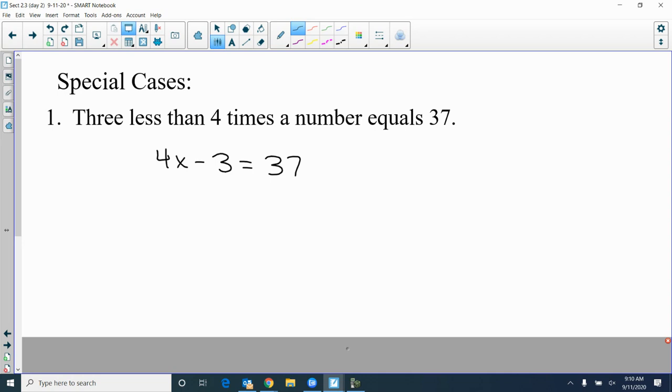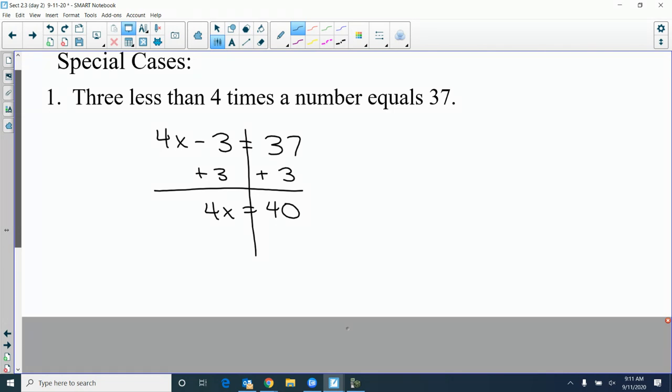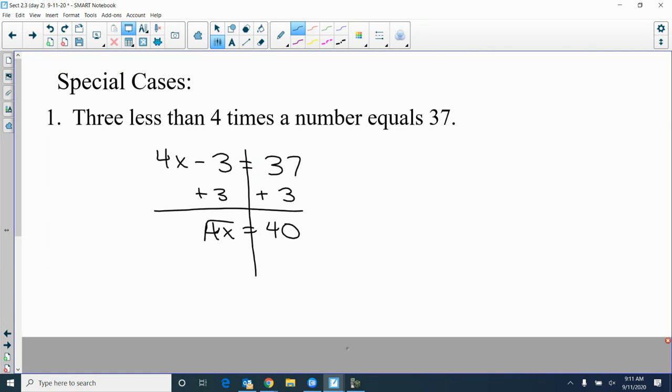So you have to write that. Put that step down now: 4x minus 3 equals 37. Add 3 to both sides. Now I've got the equation, I get 4x equals 40. Divide by 4. I get 10 again. Coincidence.